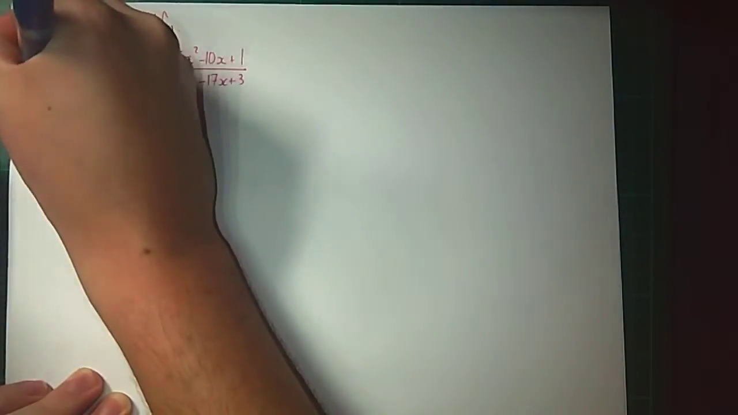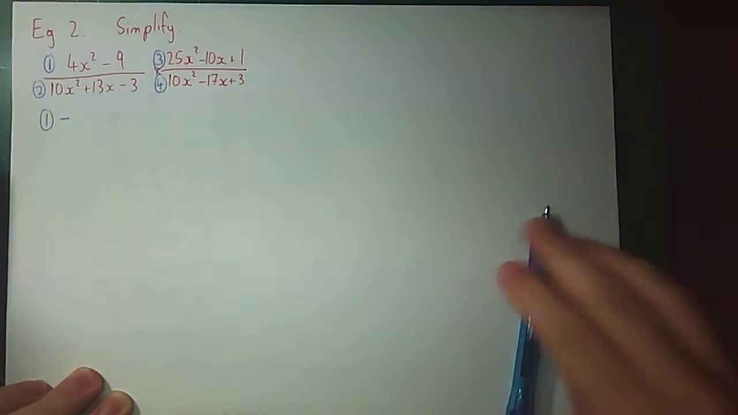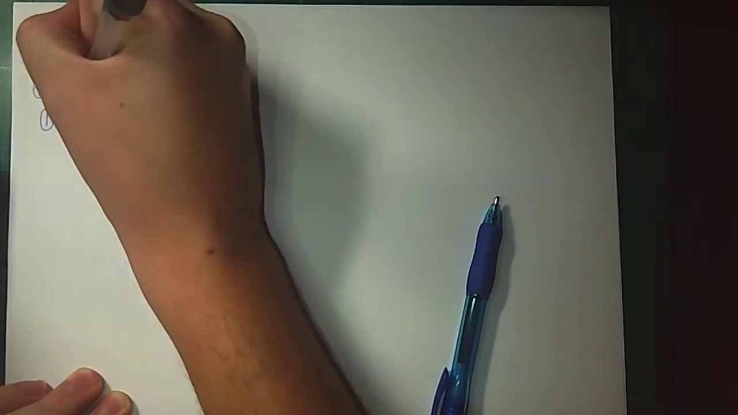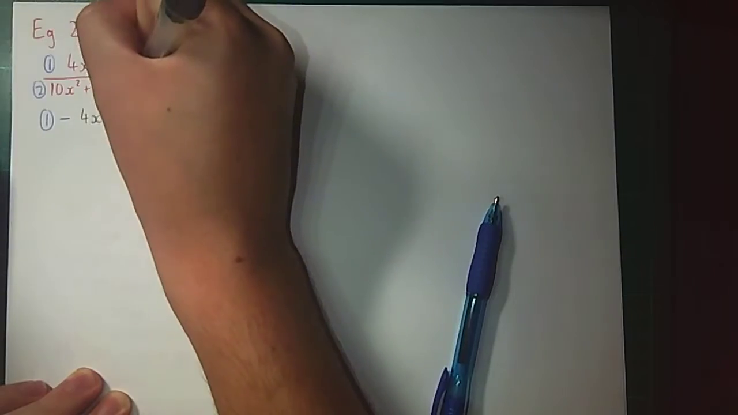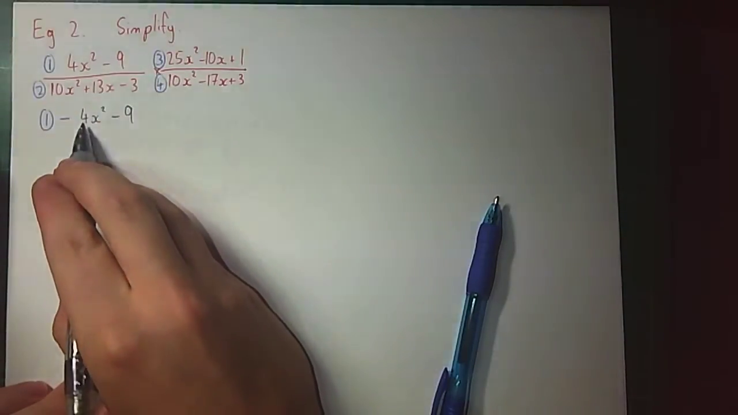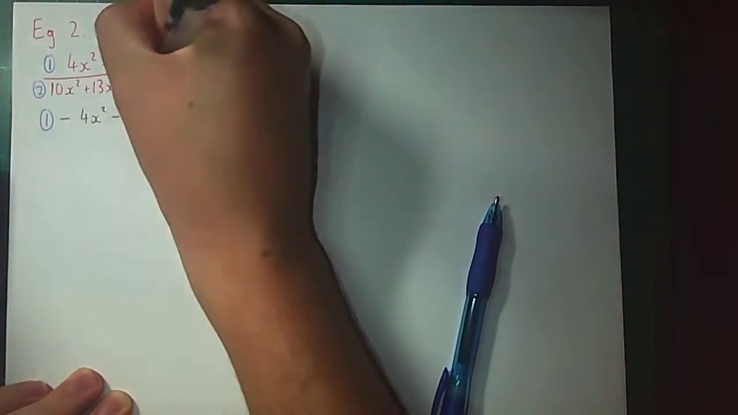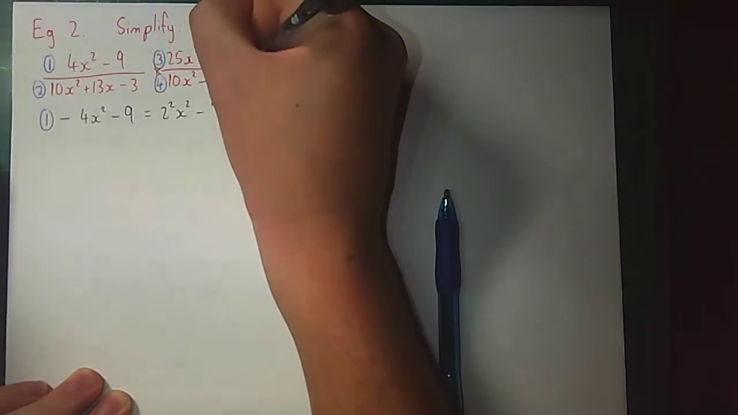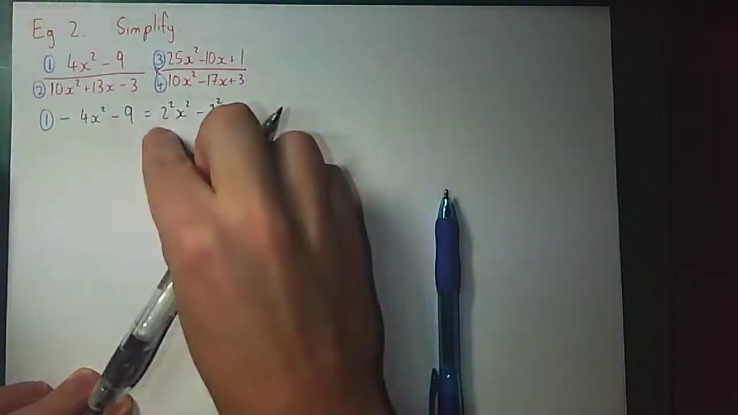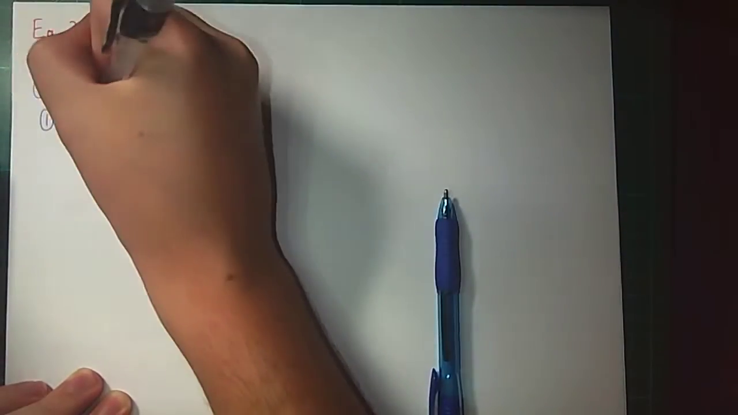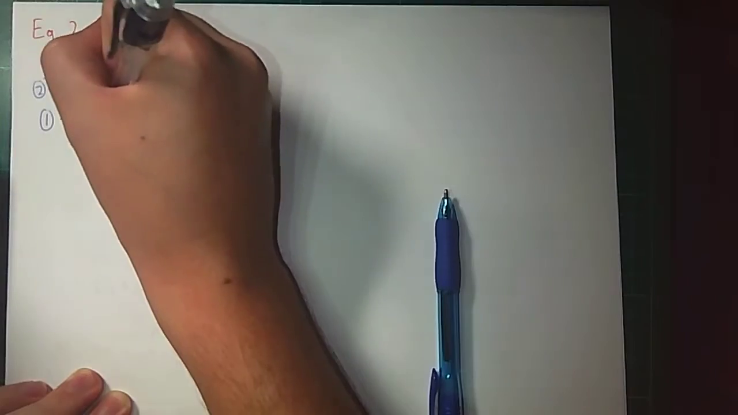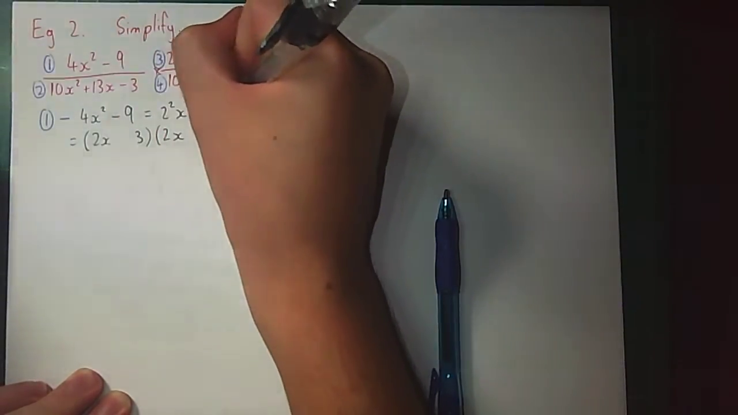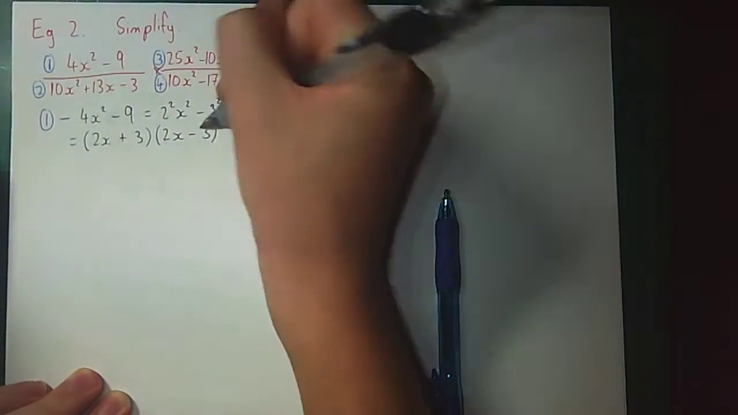So we'll start off with number 1. We've got 4x squared minus 9. As we can see here, 4 can be made up of, is equal to 2 squared. We've got x squared minus 3 squared. So this is a difference of 2 squares. So we can rewrite it as 2x with a 3, and then 2x with a 3. One's going to be positive, one's going to be a negative.